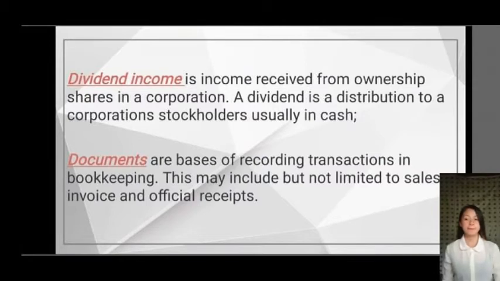Dividend income. Dividend income is income received from ownership shares in a corporation. A dividend is a distribution to a corporation's stockholders, usually in cash. So, dividend income is a reward given to shareholders who have invested in a company's equity, usually originating from the company's net profit.